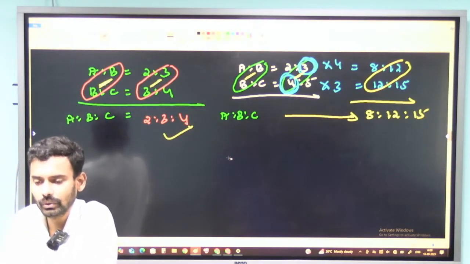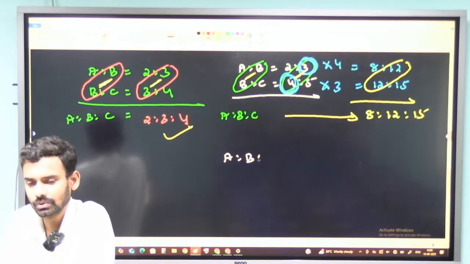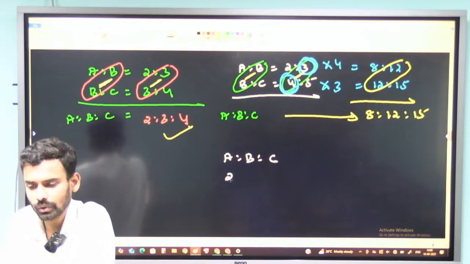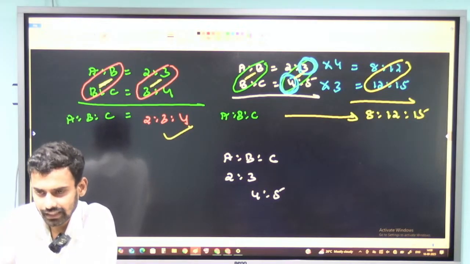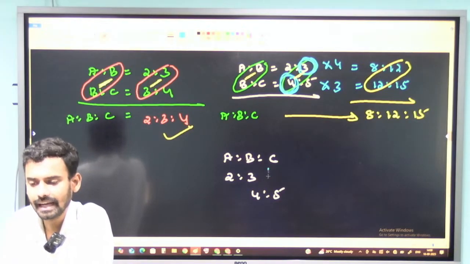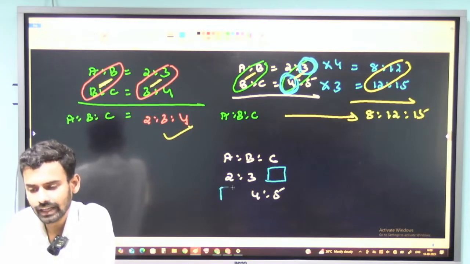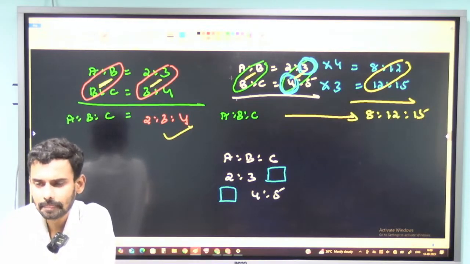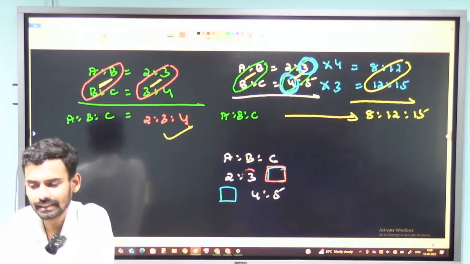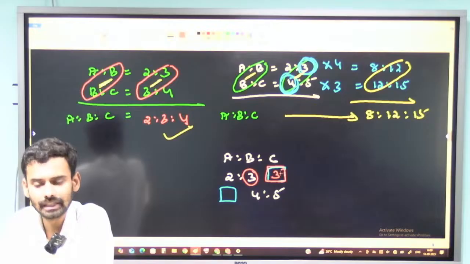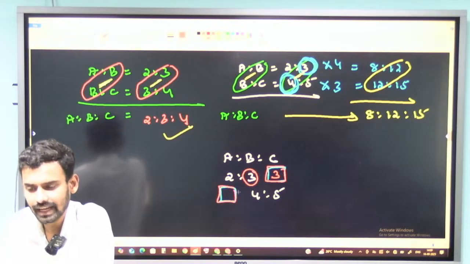The other method of doing it is A is to B is to C. We have A is to B is equal to 2 is to 3 and B is to C is 4 is to 5. Now what can be done is, first let us mark the blank. Here we have a blank, here also we have a blank. Now we need to fill the nearest number to the blank. Like here for this blank the nearest number is 3, so we will fill the same 3 here. Similarly for this blank we have 4 as the nearest number, we will be filling 4 here.